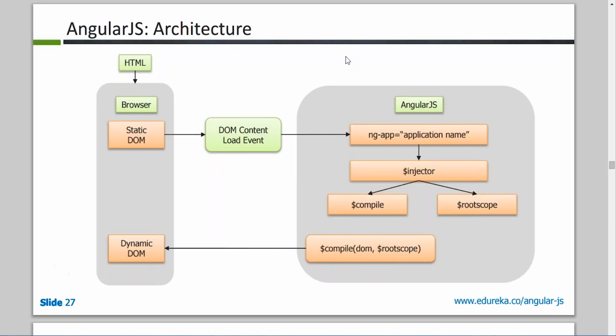There are quite a few services within your AngularJS. The injector injects it, associates it with the root scope, and both of them together are compiled using a compile service, and it is given back as a dynamic DOM. That's what it basically does.